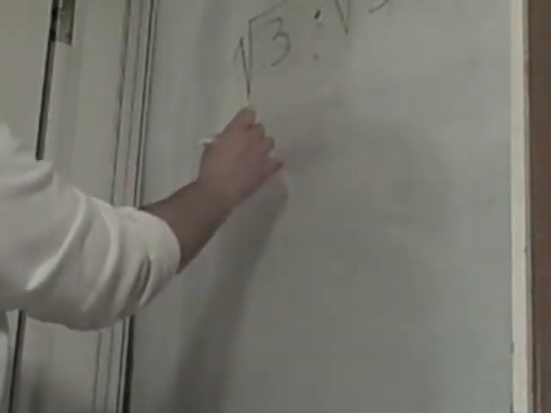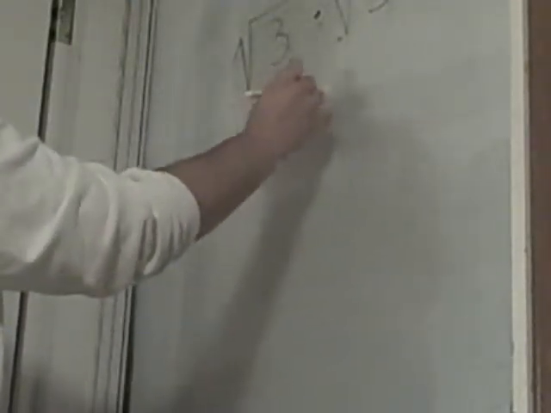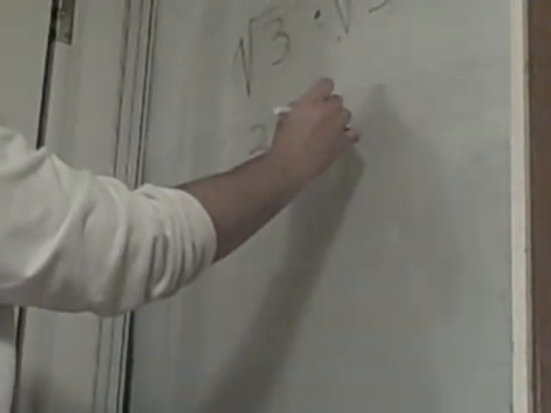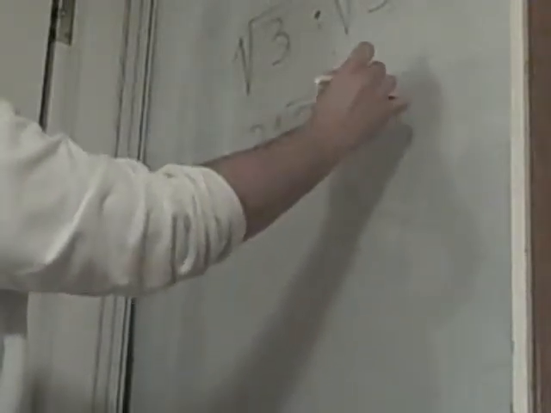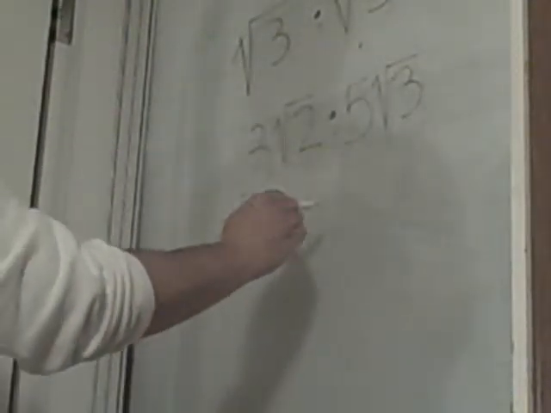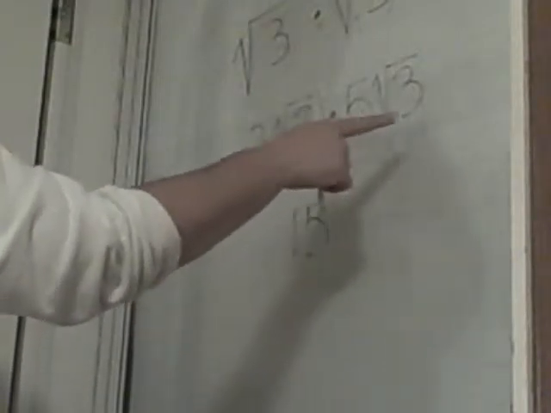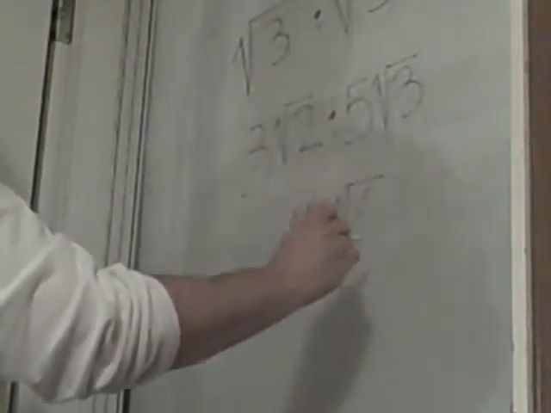If I had 3 times radical 2 times 5 times radical 3, I would multiply the numbers outside the radicand to get 15, and multiply the 2 times the 3 to get radical 6. Pretty simple.